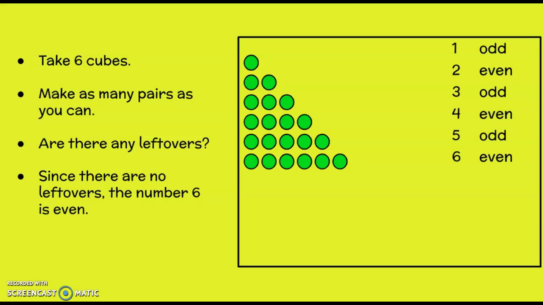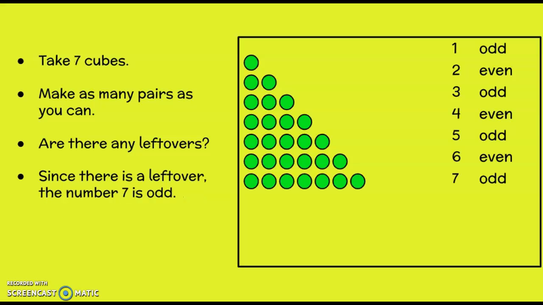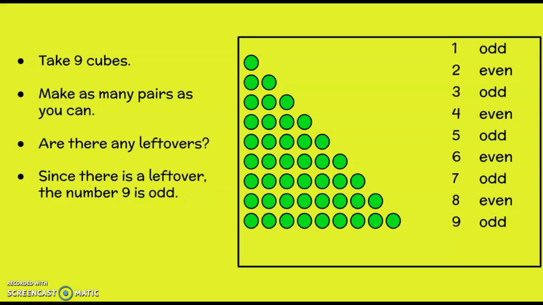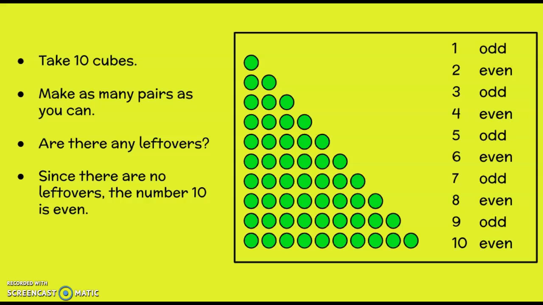6: 2, 2, 2, even. 7: 2, 2, 2, 1. 7 is odd. 8 is even. 9 is odd. 10 is even.